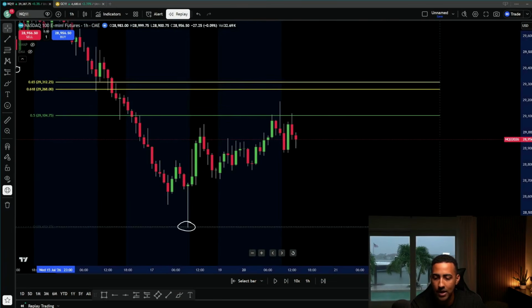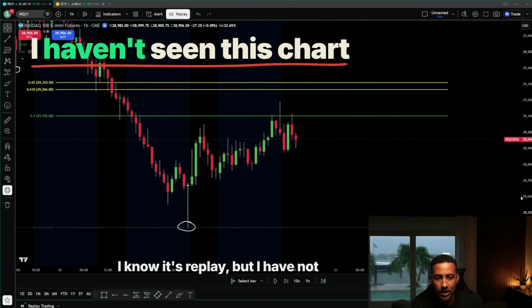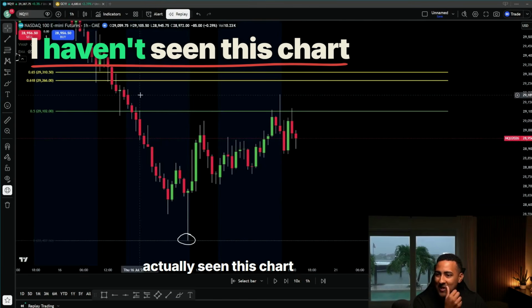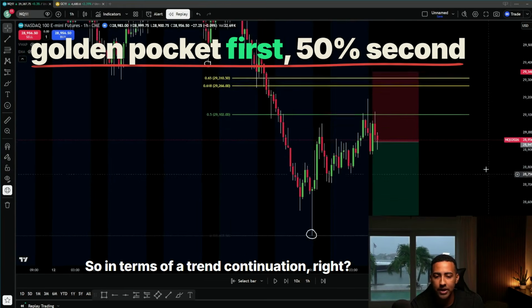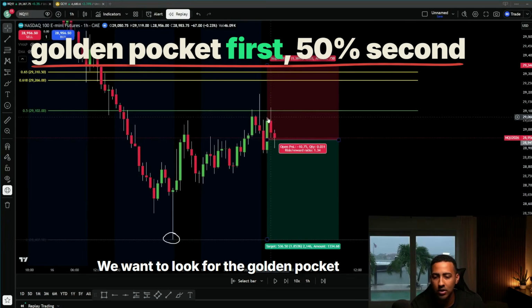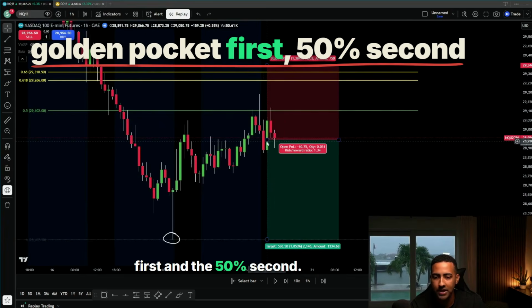Now, I don't really know what happens on this chart. I know it's replay, but I have not actually seen this chart fully. So what I'll do is walk you through what my thought process will be, from start to finish in this actual position live. So in terms of a trend continuation, right? We want to look for the golden pocket first and the 50% second.